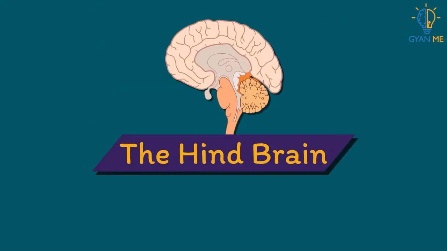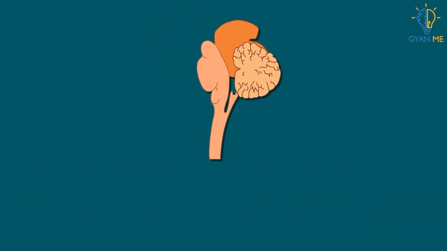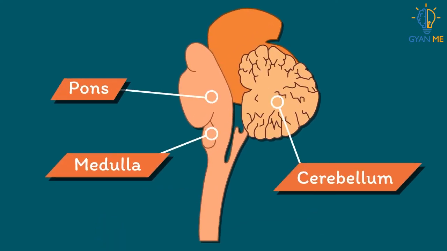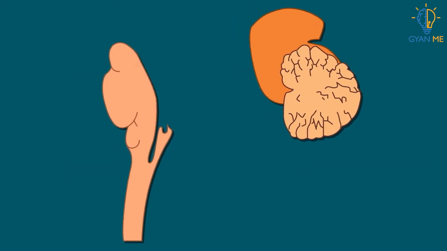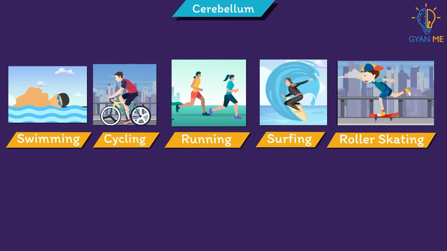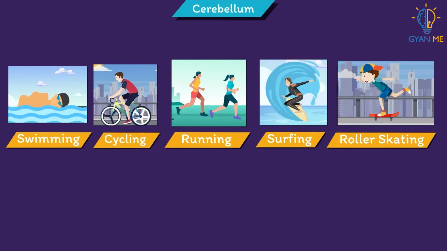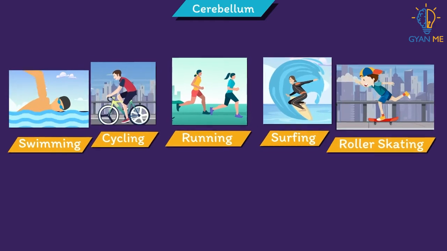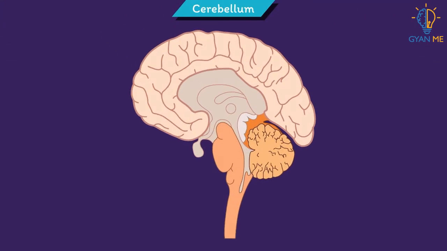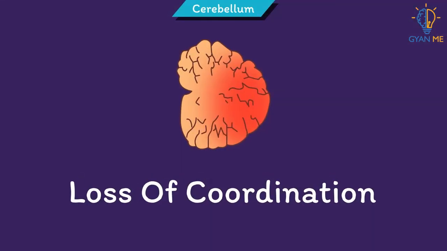Now let's learn about the hindbrain, voluntary and involuntary control center. Our hindbrain has three important parts: cerebellum, medulla, and pons. Let's look at each of these parts one by one. First, let's see about cerebellum. Look at these activities. Our body parts are capable of maintaining perfect coordination and balance when we move. This coordination and balance is controlled by second largest part of our brain, the cerebellum. Any damage to this part results in loss of coordination.